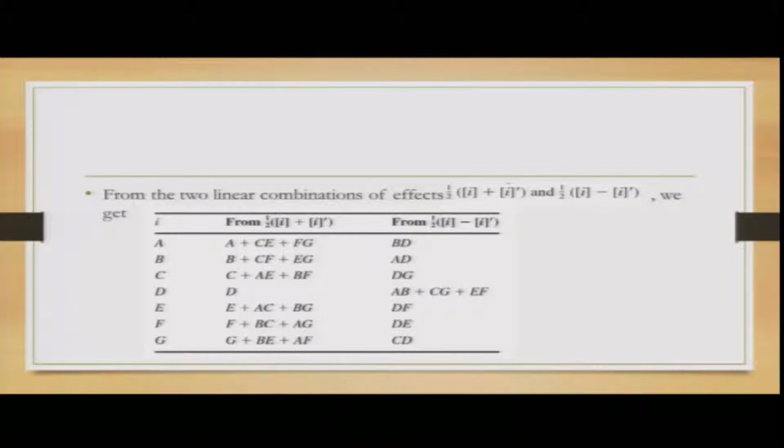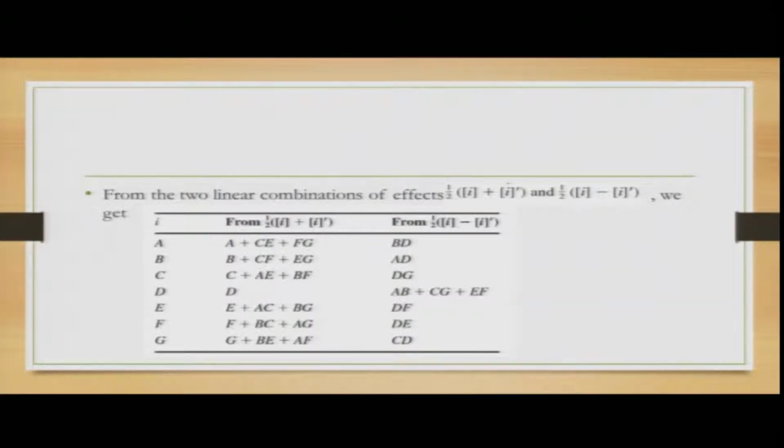The average values given in the second column for one case are, for A, A plus CE plus FG. Similarly, for B, it will be B plus CF plus EG. Similarly, if you go to the last one, which is G, it will be G plus BE plus AF. These words which I am mentioning are the combined effects of the factors. So, from a combination, if it is a negative sign, the combination gives me the following.